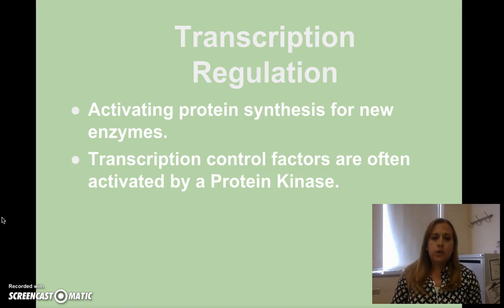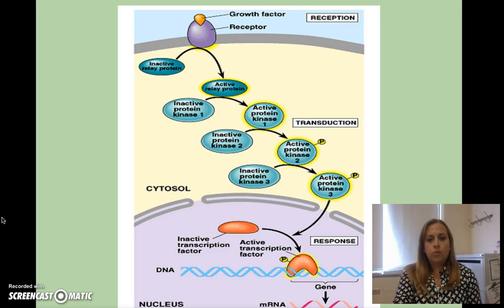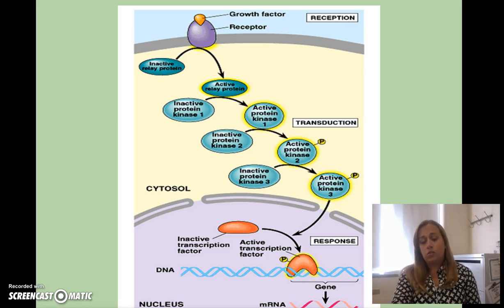This would be a case of activating protein synthesis for a new enzyme, so you're turning on a gene to create new enzymes, or you can have transcription control factors that are activated by protein kinases. So what we're looking at here is, again, our G protein link system. We're activating relay proteins, we're activating these protein kinases, and eventually that protein kinase is going to activate a transcription factor. This transcription factor is going to transcribe a gene into mRNA. The mRNA transcript will then leave the nucleus and go back out to the cytoplasm so that a new protein can be made.